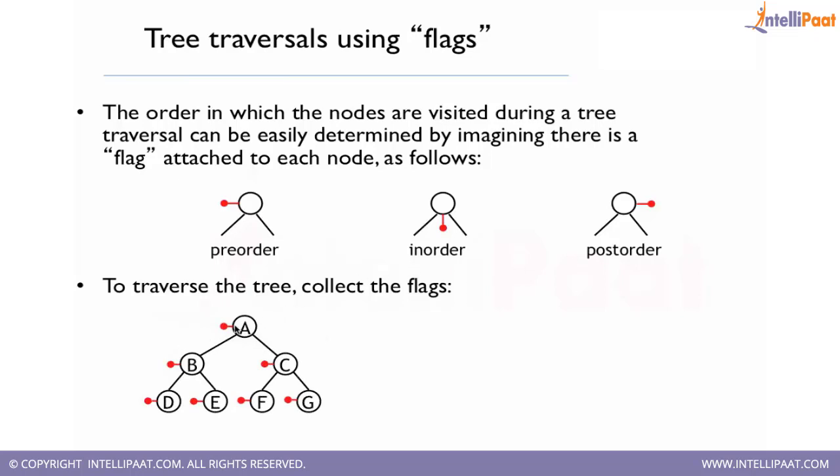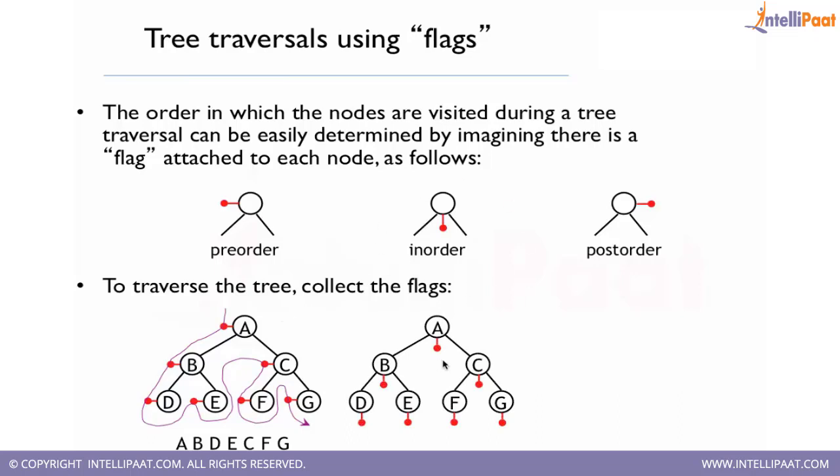So if we traverse this way, starting from the root and collecting flags, we will end up on this path. We will go from A to B, B to D, and D to E, and then A to C, F and G, like this path will be followed. So what is this? This is a pre-order traversal where we traverse the root first and then the left subtree, then the right subtree. Okay, so pre-order is nothing but traversing the root first, then the left child, and then the right child.